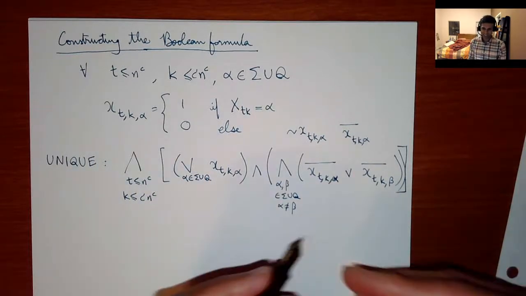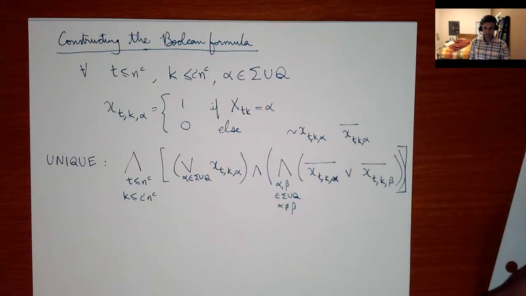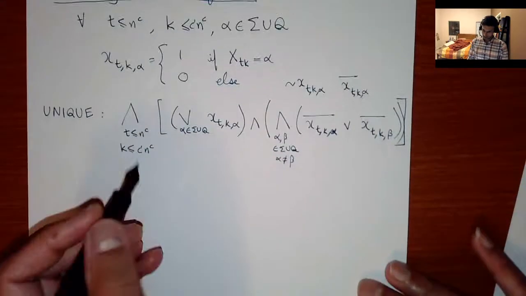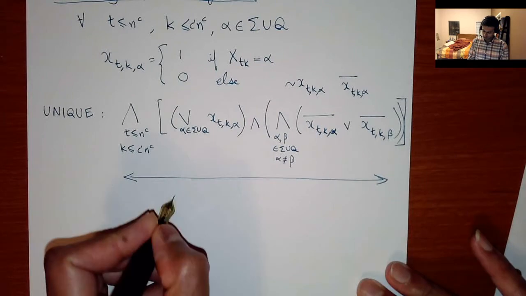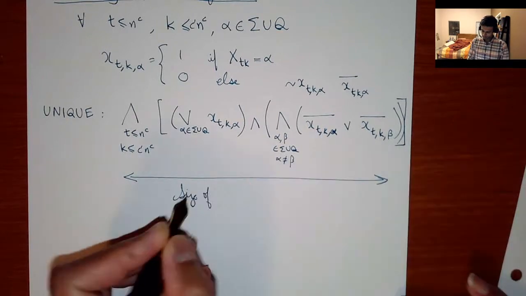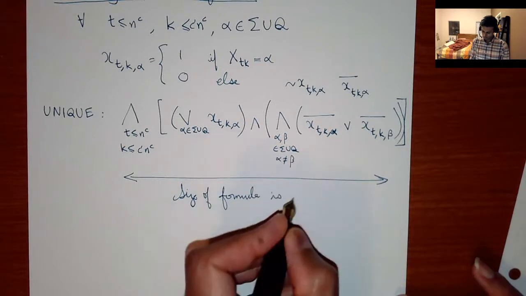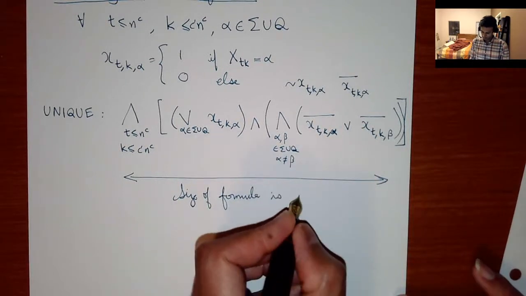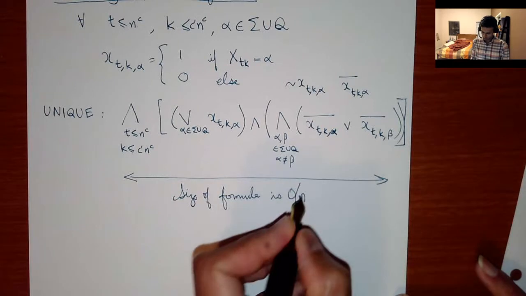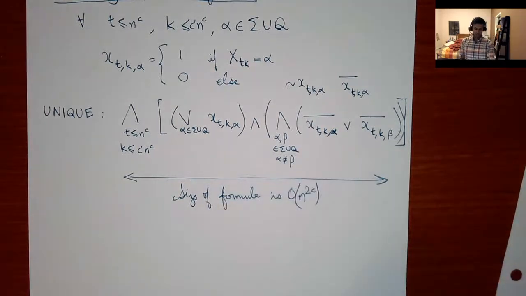And note that the size of the encoding is polynomial in n. The length of this entire formula is basically O of n to the 2c. So this encodes unique. Does this make sense? Any questions? Okay.